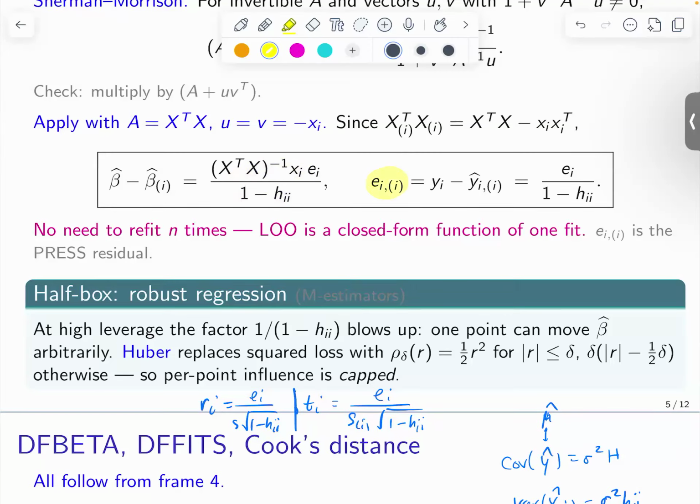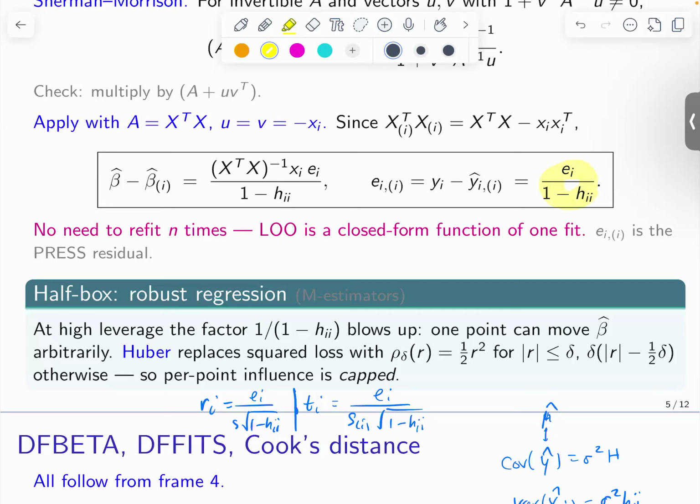From this, you get the so-called PRESS residual, or leave one out residual. So you're comparing yi to the prediction of yi based on a model that does not see the ith data point. So this is a strong kind of prediction, right? You're predicting something that you haven't seen, as opposed to predicting y based on a model that has also seen yi.